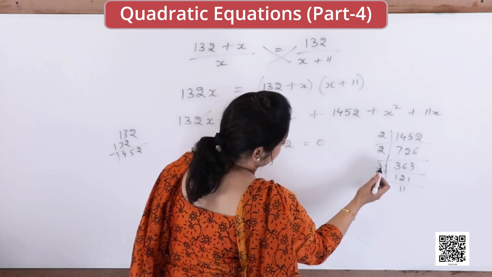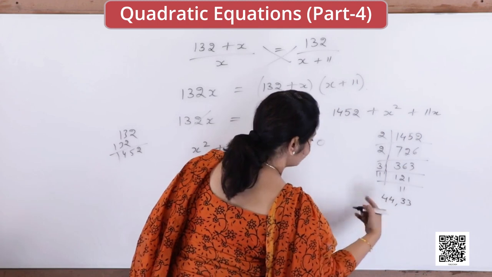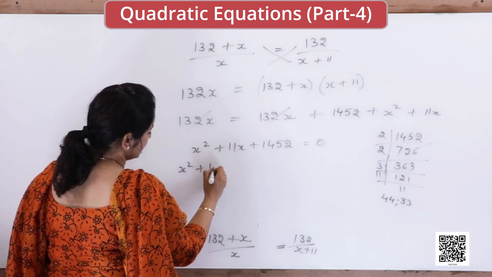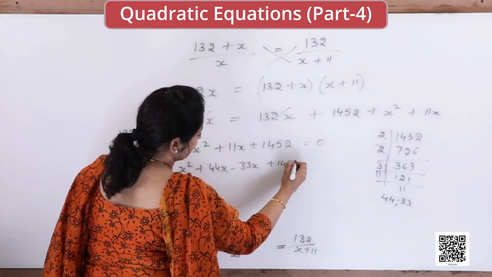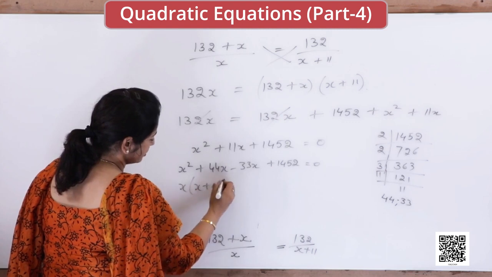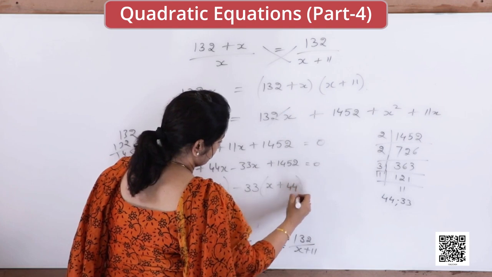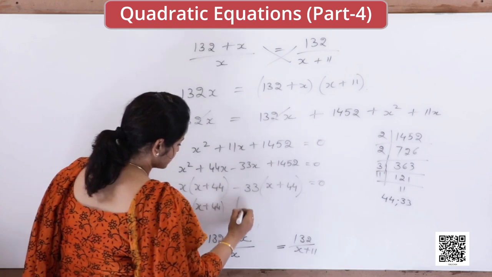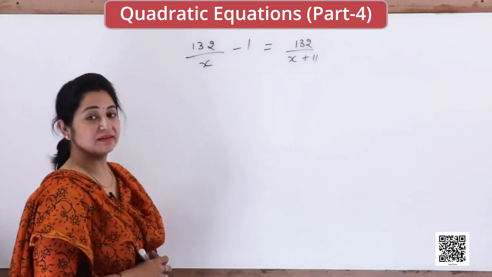So, 11 3s are 33 and 11 2s are 22, 44. So, 44 and 33. 44 minus 33 will give us 11. So, x square plus 44x minus 33x plus 1452 equals 0. Taking x as common, x plus 44, and here minus 33 as common, x plus 44 equals 0. So, x plus 44 here, and in the next bracket we have x minus 33. So, the value of x will be 33.